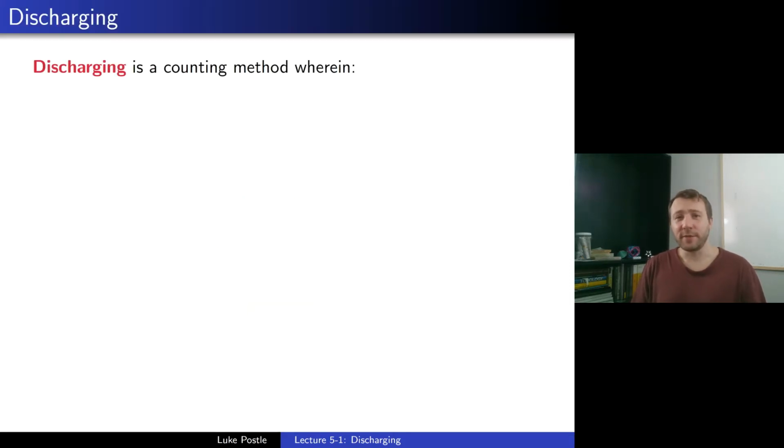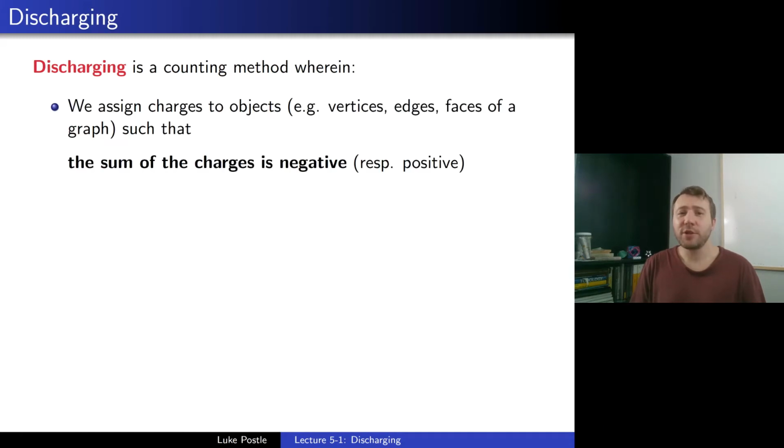So what is discharging? Well, it's a counting method, a proof technique used often in coloring, wherein we do the following things. We assign charges to objects. So this goes beyond graph theory, but let's just focus on graphs. So here think of vertices, edges, faces if it's an embedded graph or planar graph, such that the sum of the charges is, say, negative. Could be a specific number, we'll see examples later, but it's best to think it's negative, so below some threshold, namely 0. Or if you'd rather flip all the signs, you could think positive. But let's say negative.